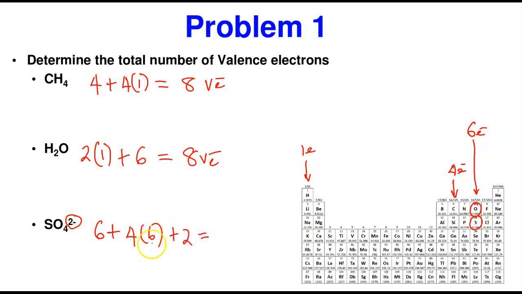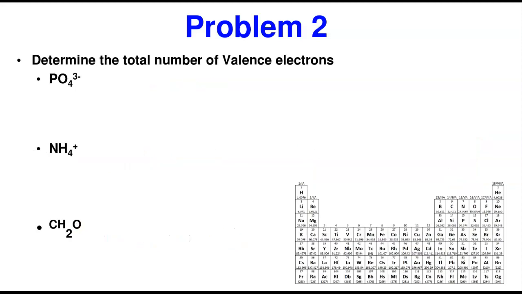And when you do 4 times 6, that will give you 24. 24 plus 6 will give you 30. 30 plus 2 will give you 32 valence electrons. This is what we have in SO4 2 minus. So I want you to pause this video quickly and then try to do these problems yourself. And then you can unpause it and see how much you have done. Again, let me take it off from here.